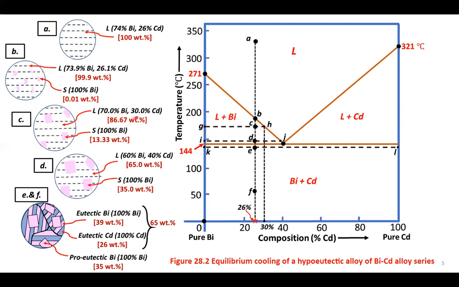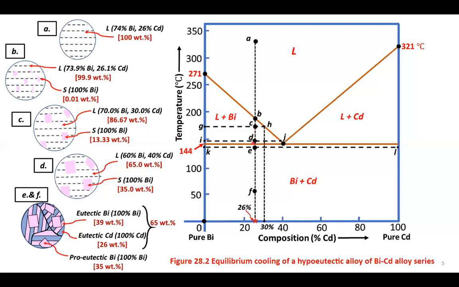I have marked for liquid it's 30% cadmium. For solid it has to be 100% bismuth, because we are assuming that what is coming out is a pure metal. For hypoeutectic alloys, that pure metal is bismuth. For hypereutectic, that pure solid phase would be pure cadmium. So whenever you show solid phase over here, it ought to be bismuth only.